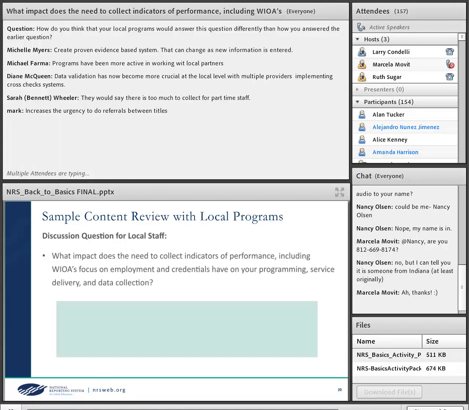Okay, so here we have an answer. They would say there's too much to collect for part-time staff. Okay, so that's a realistic situation for a lot of programs. They don't have full-time employees. And increases the urgency to do referrals. Okay, so people feel, I guess, a focus, maybe a pressure to do the referrals. And there's a big focus on student outcomes. Okay, so maybe that's a clarity that they have that's helping them in providing their programming.